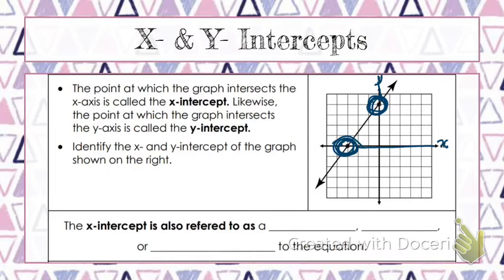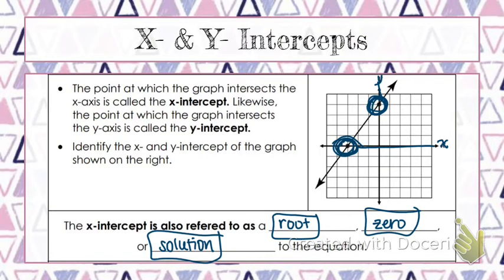In math, the X-intercept can also be called a root, a zero, or a solution to an equation, okay? Anytime you see root, zero, or solution when we're talking about functions, that means X-intercept. Those words are all pretty interchangeable.